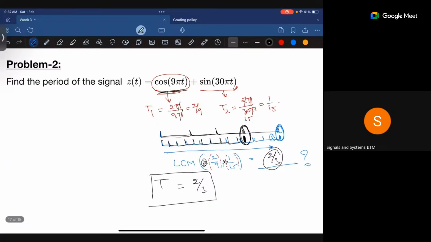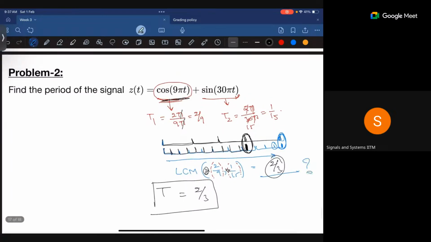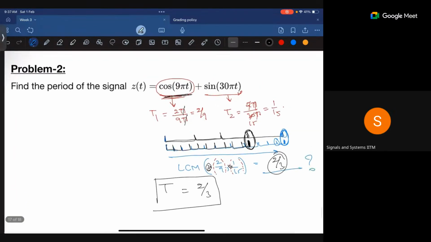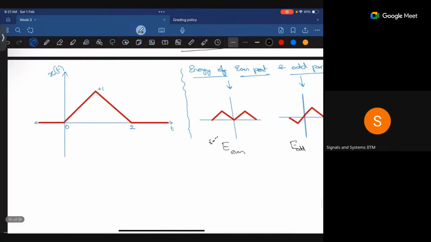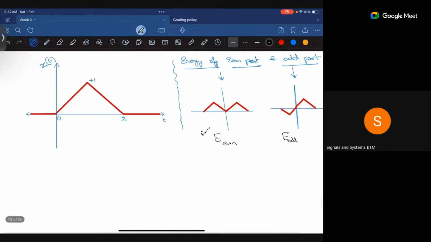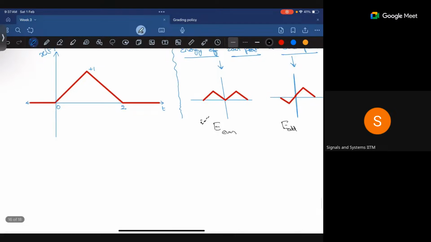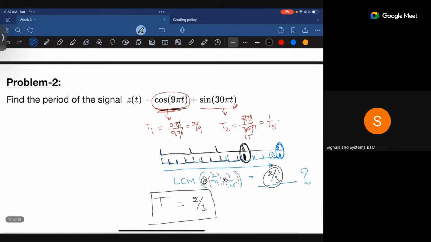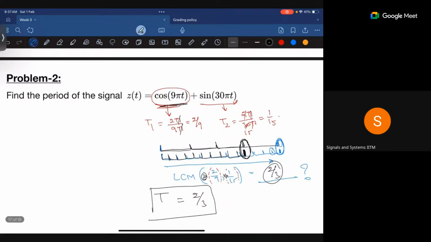So any doubt here? Now you can solve the graded assignment questions also. Most of the graded assignment questions are on the even and odd parts and computation of energy, and there are a few problems on how to compute the period of the signal.